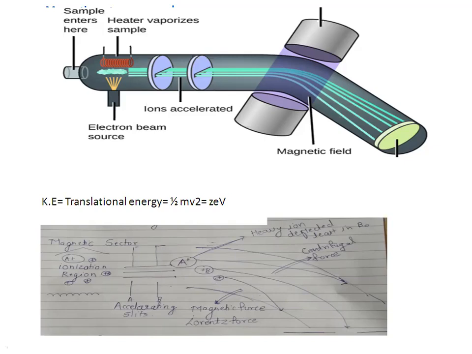Now, when those ions leave the ionization region, here we are applying an external magnetic field. So magnetic force will start acting onto it, and in the same way there will be a centrifugal force acting onto those ions.